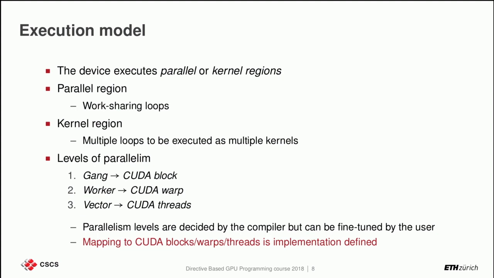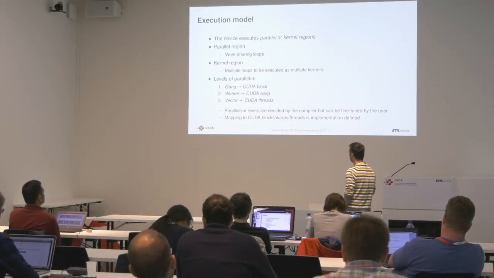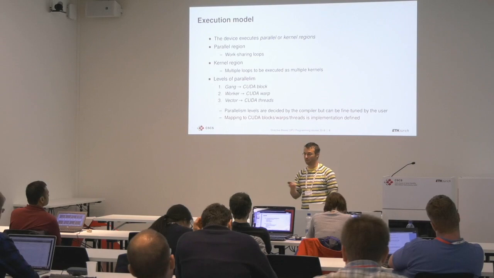You remember we said the kernel consisted of blocks. So these are gangs in the OpenACC terminology. They just wanted a different name to be more generic. The worker is actually the warp, and the vector is the individual thread. So then you can have an algorithm parallelized across gangs, so the iteration space is partitioned across gangs. It can be partitioned additionally across warps and additionally across the individual threads. Technically, the mapping to blocks, warps and threads is implementation defined, but currently this is what the implementations are doing.